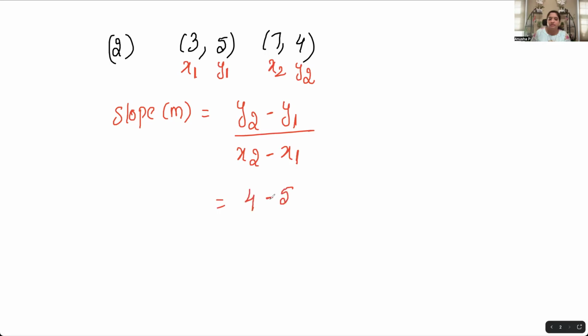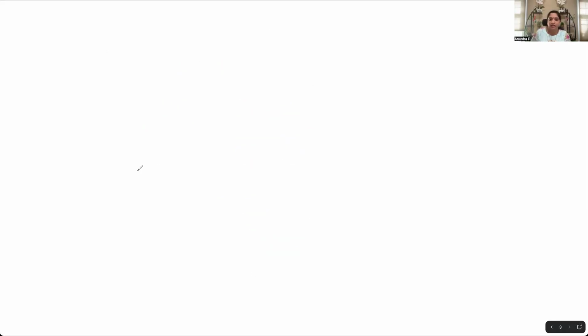What is y2 in this question? 4 minus 5 over x2 minus x1, 7 minus 3. 4 minus 5 is negative 1 and 7 minus 3 is 4, which is negative 1 over 4. The other name for slope is rate of change.